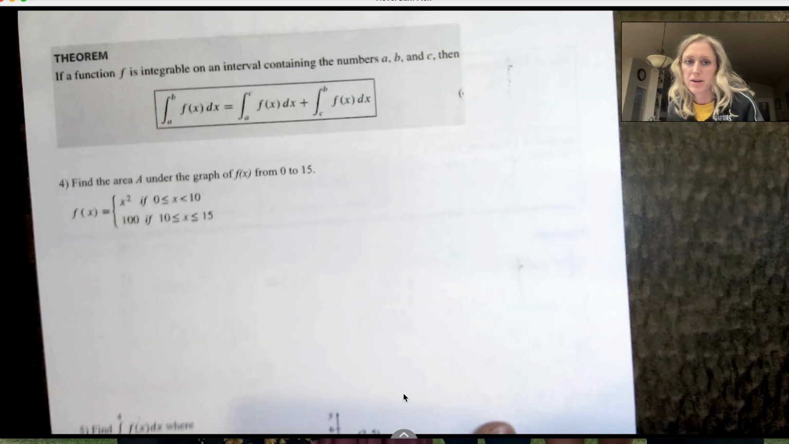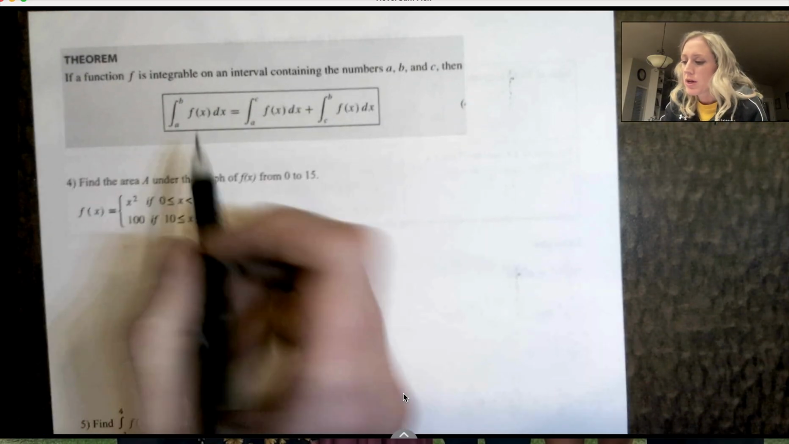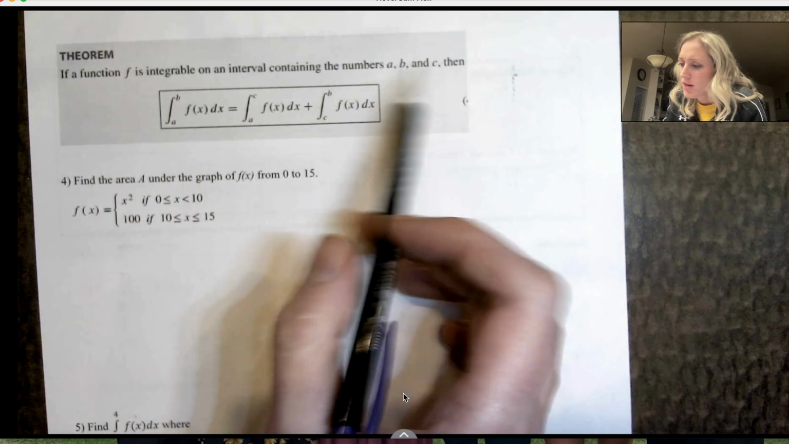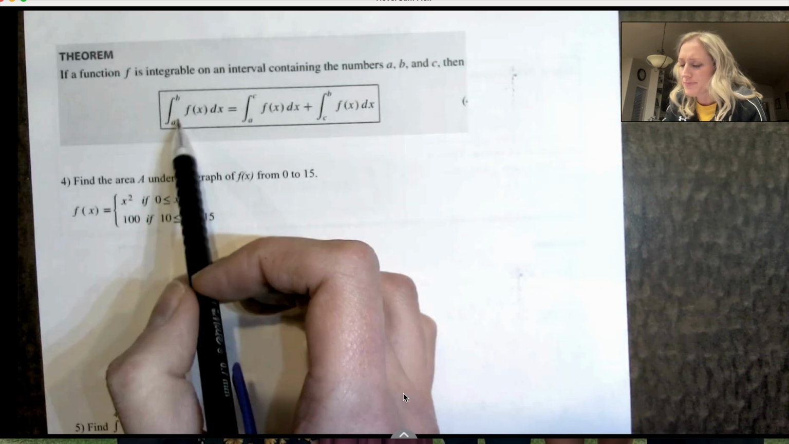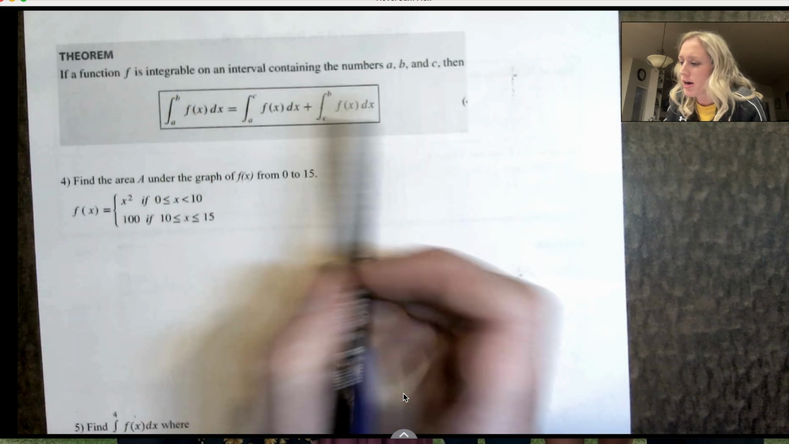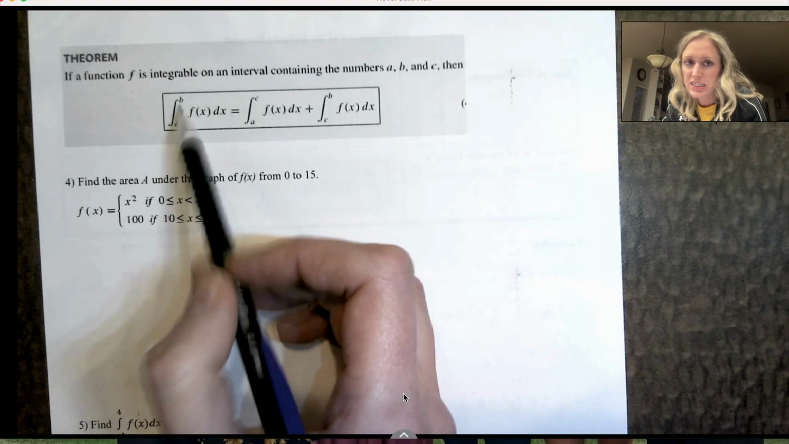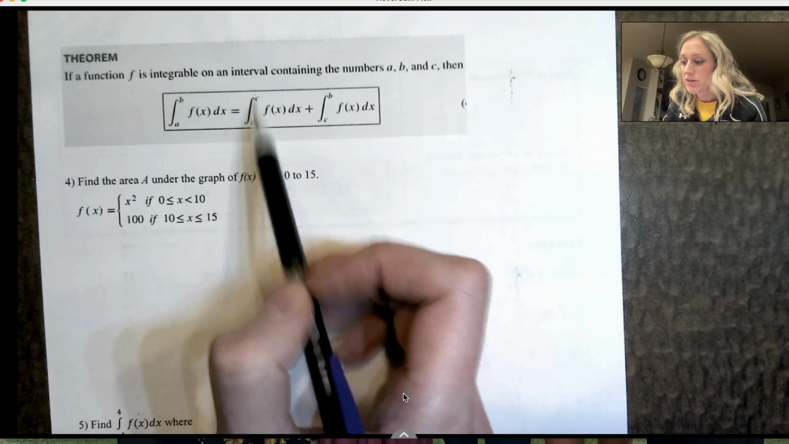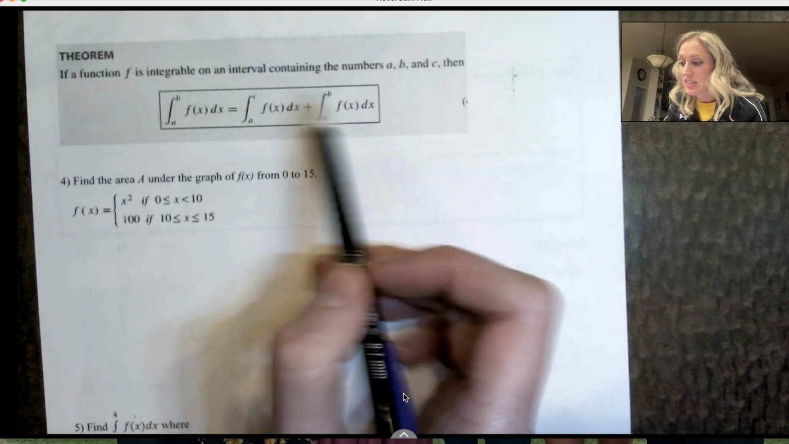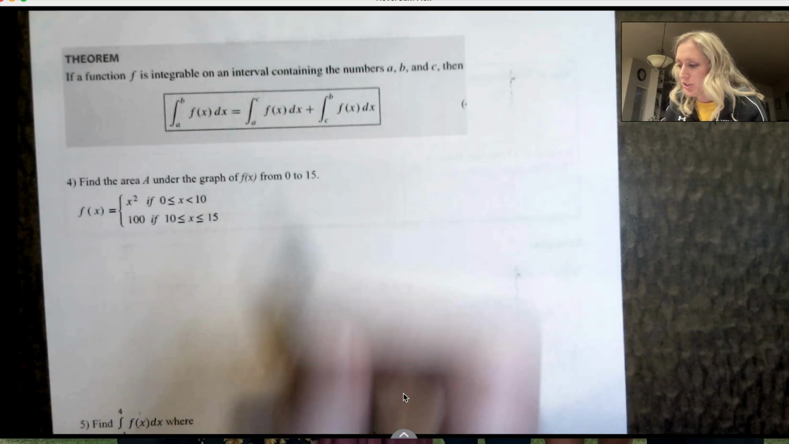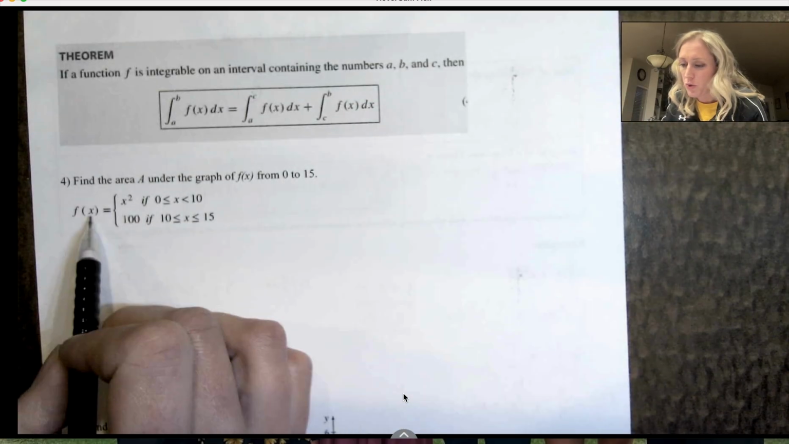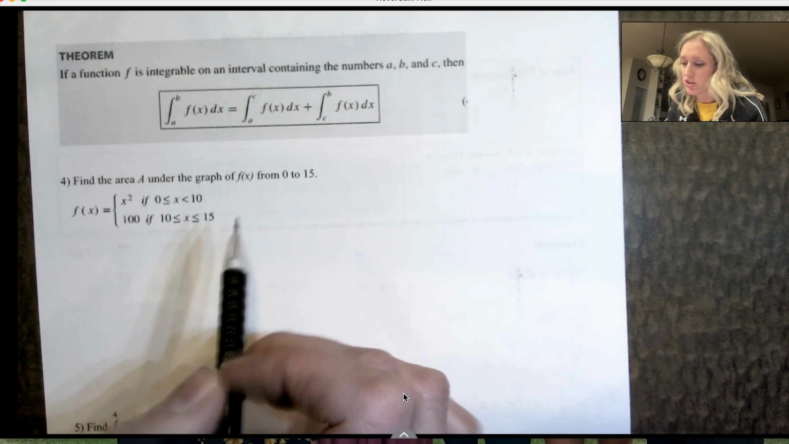Now we're going to look at another very common integral property. So if I have an interval that I'm finding an integral for, and our interval contains a, b, and c, we can split this integral into two different integrals as long as c is somewhere in that interval. So this comes in handy with piecewise functions in particular.